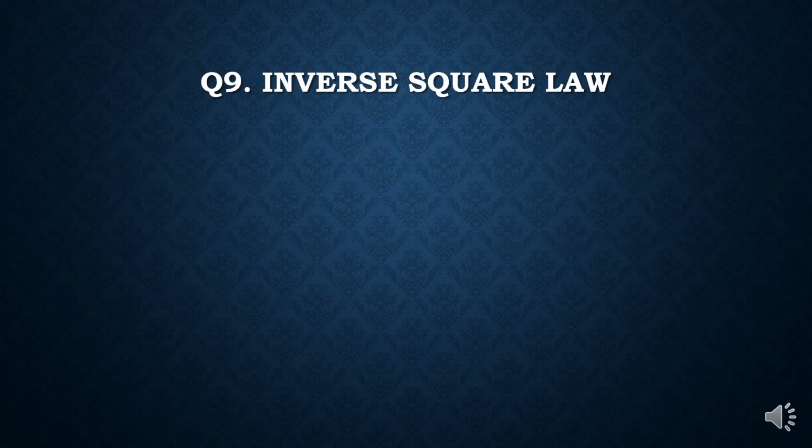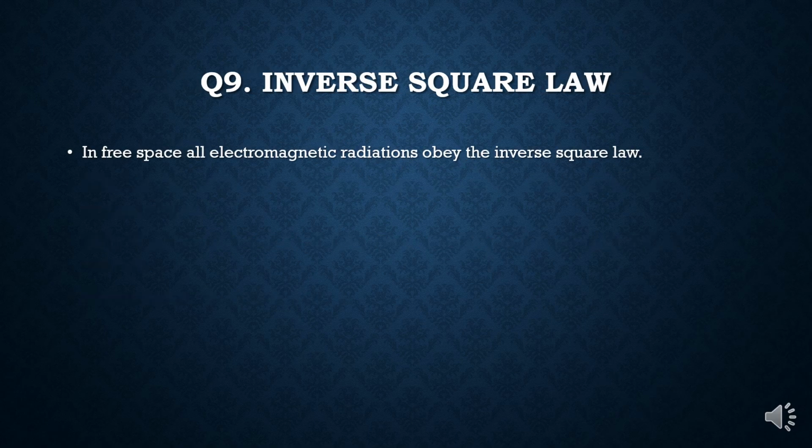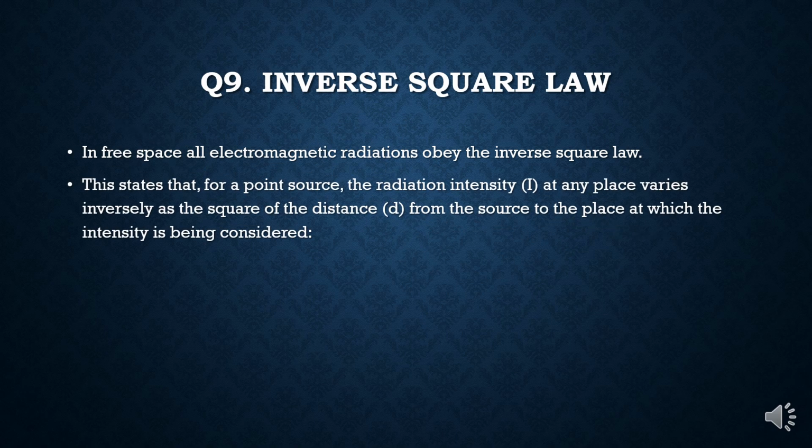Question 9 is inverse square law. In free space, all electromagnetic radiations obey the inverse square law. It states that for a point source, the radiation intensity, that is I, at any place varies inversely as the square of the distance, that is d, from the source to the place at which the intensity is being considered. I is inversely proportional to d square, or I is equal to 1 by d square.